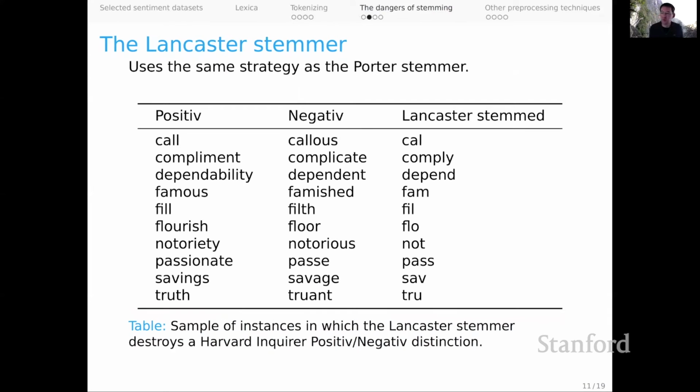The Lancaster stemmer uses a very similar strategy and has arguably even more problems in this space. Here we've got the positive word complement and complicate. According to the Harvard Inquirer, again, they could both get collapsed down into what is a completely distinct word, comply, and that should be concerning for many reasons. And the other examples make a very similar point.